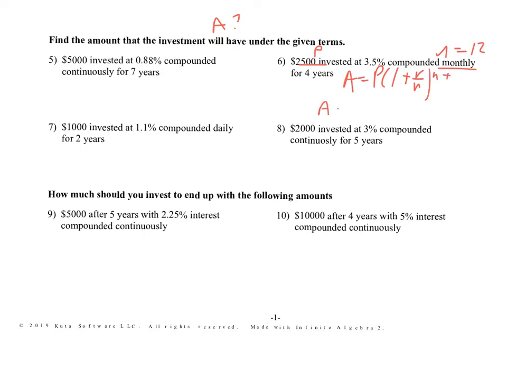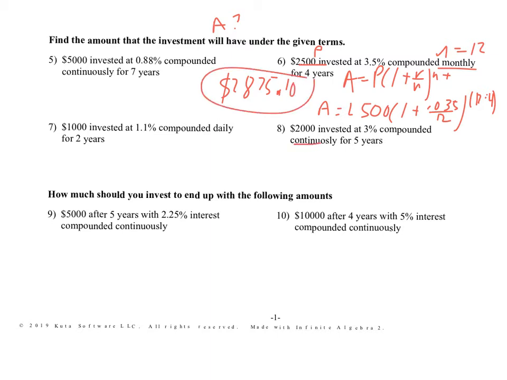So I'm just going to say A equals 2,500 times 1 plus 0.035 over 12 to the power of parentheses 12 times 4 for time. So from there, I'm just going to type that into the calculator. 2,500 times 1 plus 0.035 over 12 to the power of parentheses 12 times 4. And that is going to give me 2875.098, so then I'm going to round that to 2875.10.